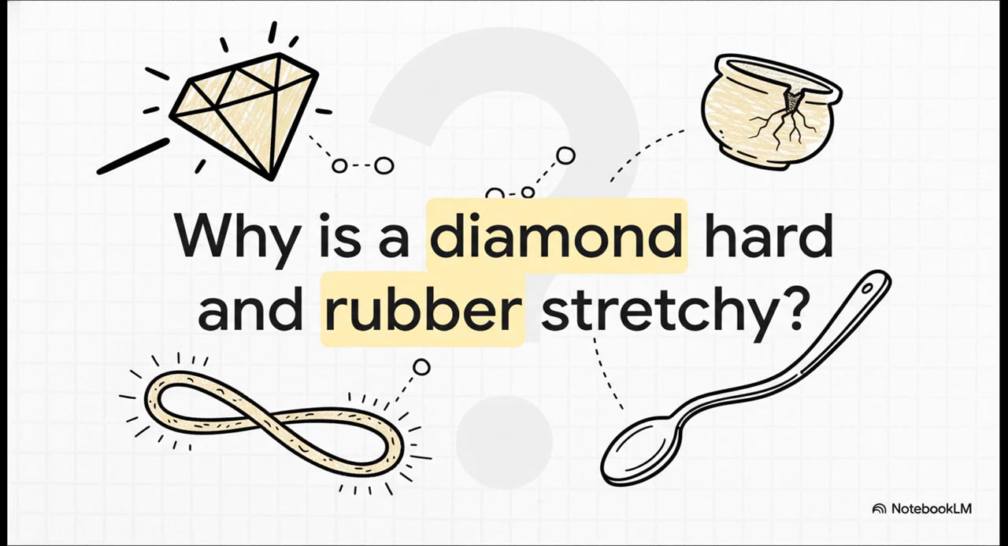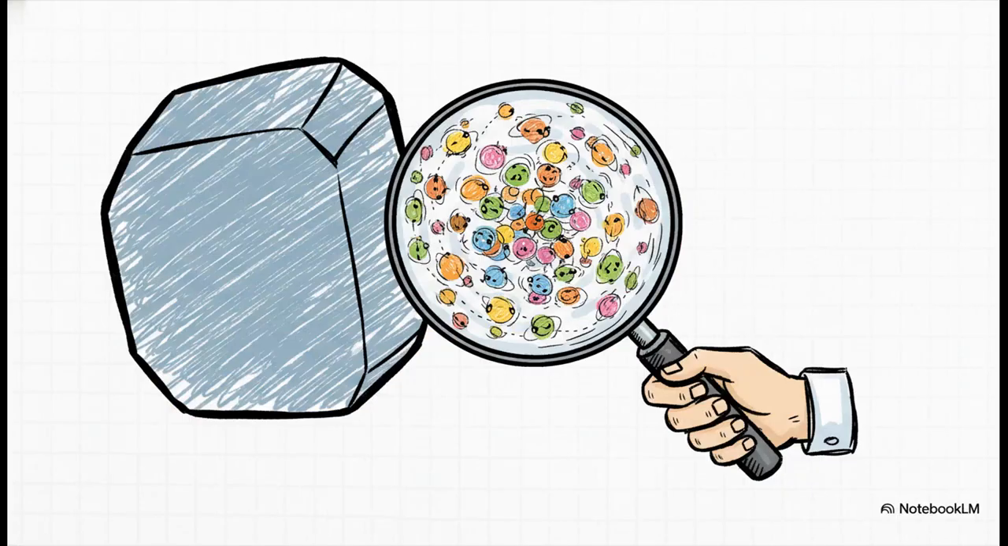Why is a diamond one of the hardest things in the world, while a rubber band is so stretchy you can fling it across the room? Or why does a ceramic plate shatter into a million pieces, but a metal fork just bends? You might think, well, that's just how they are. But the real secret, the underlying code that governs all of this, is hidden at a level we can't even see. It all comes down to this universal dance happening between individual atoms.